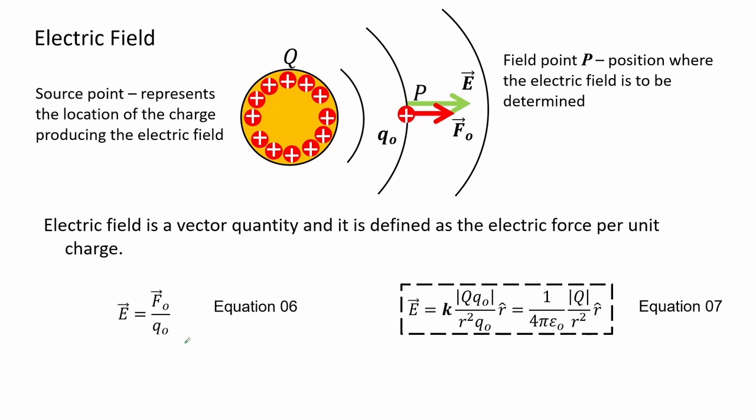It is clear that the electric field is just like the electric force in the sense that it is also a vector quantity. We can then expand equation 6 by incorporating the formulation of the electric force. We see this in equation 7, where Q is the net charge of the body, r is the distance between the source point and the test charge, and r hat is the direction of the electric field.